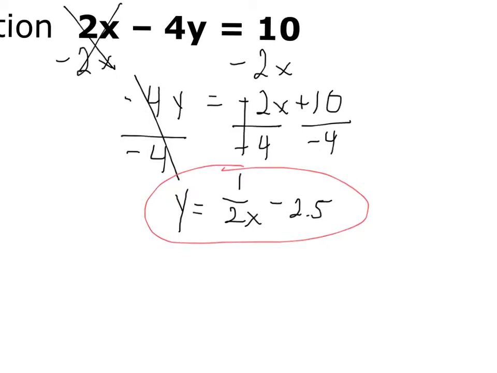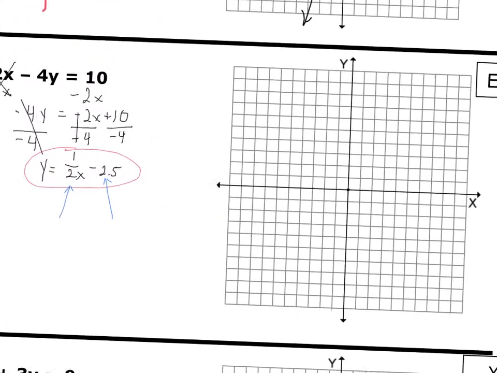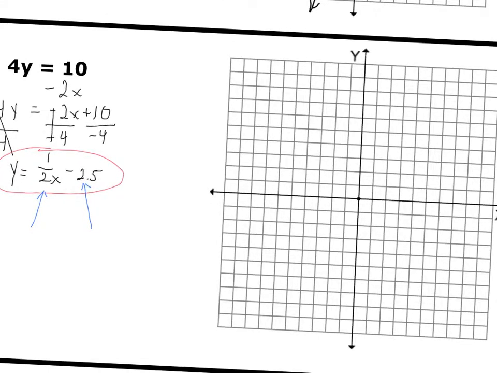Okay, so there's our equation in slope-intercept form, y equals mx plus b, and we want to go ahead and graph that. Okay, well, we know our slope is going to be 1/2, and our y-intercept is going to be negative 2.5. So let's go ahead and graph these two things here. We know that our y-intercept's negative 2.5, so we're going to go down 2.5 and plot our point right there.